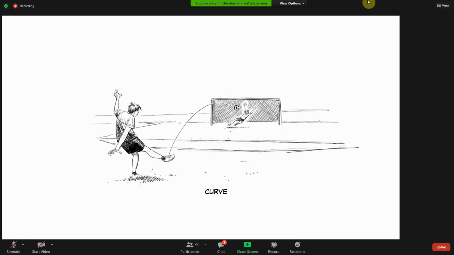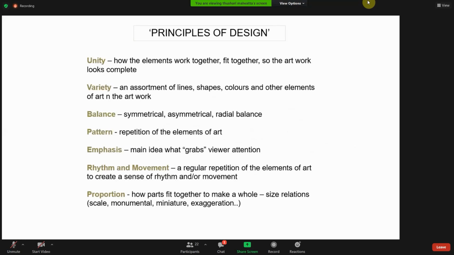So this is just a rough idea of design principles that can be used in your work. I found this in a website, so I thought it might be very clear for you guys because you can clearly use them in your work. So now we'll go to design principles properly. Unity and variety.